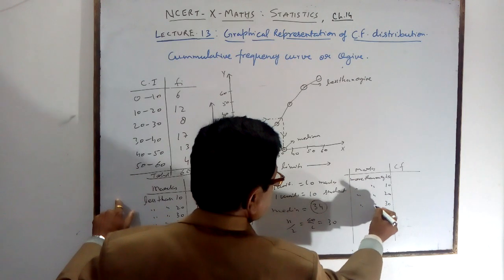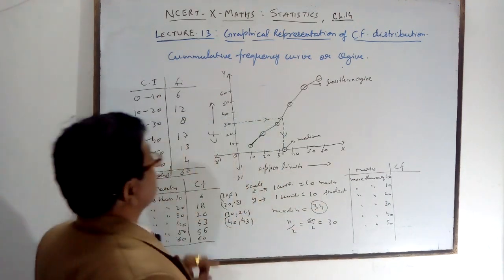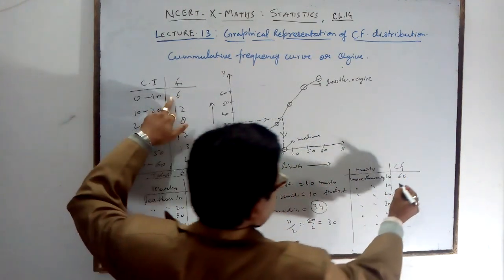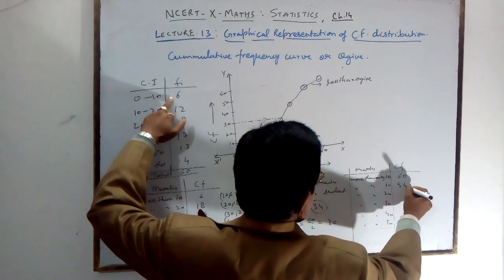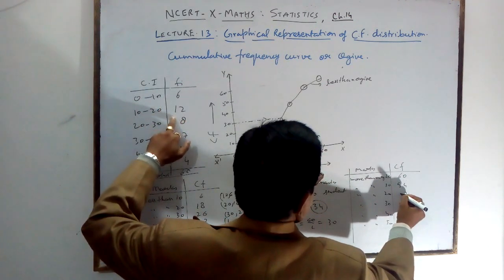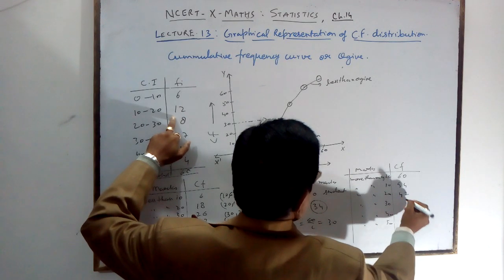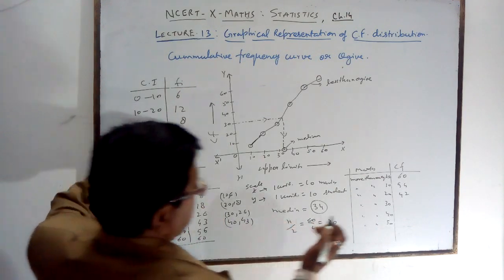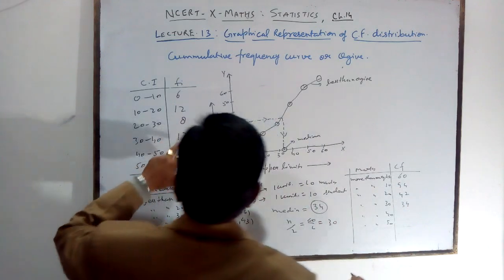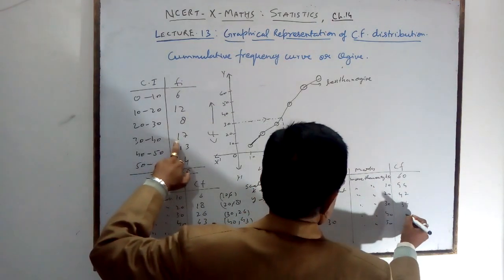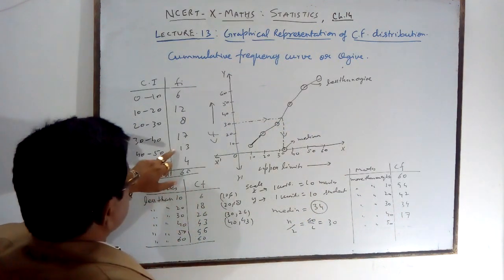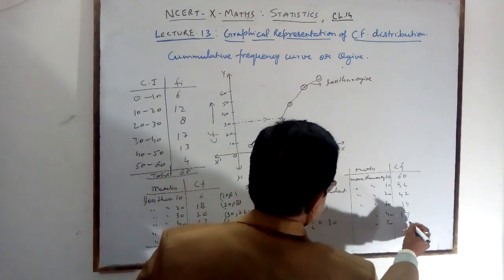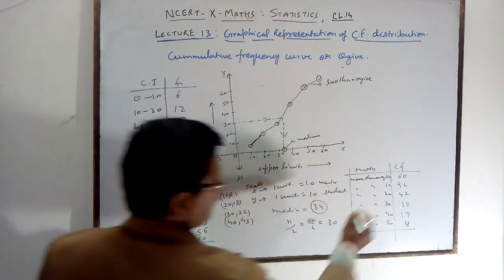More than or equal to, more than type. I have already told you. What will you write? The first CF is sigma fi, 60. From 60 you subtract 6. What will you get? 54. 54 you subtract 12. 42. 42 you subtract 8. 34. 34 you subtract 17. 17. 17 you subtract 13. What are you getting? 4. The last is the fi. So it is your more than.